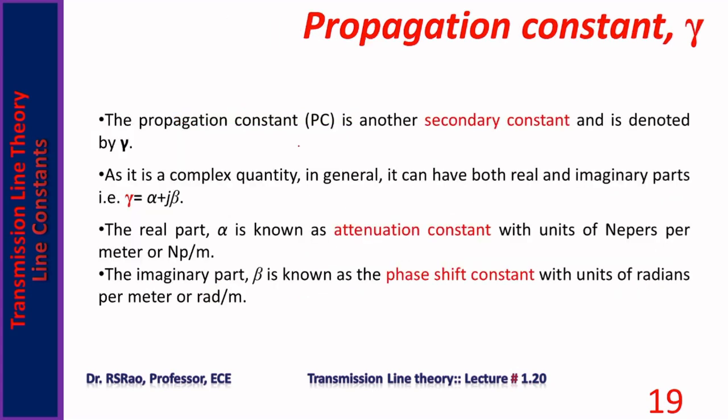Another constant pertaining to secondary constants is the propagation constant. It is indicated by gamma. It is a complex quantity, so it has a real part and an imaginary part. The real part is known as the attenuation constant. The imaginary part is called the phase shift constant. The units of the real part are Nepers per meter. The units of the imaginary part, the phase shift constant, are radians per meter.